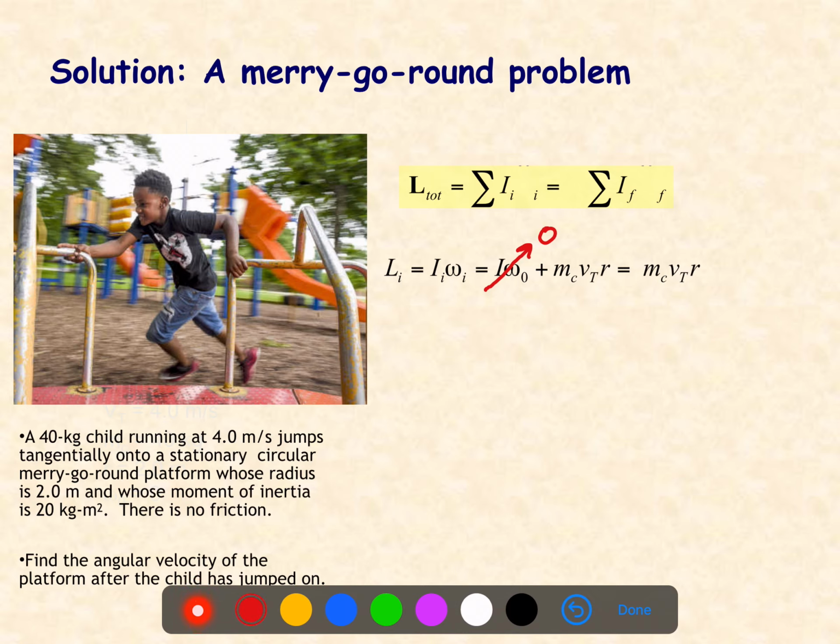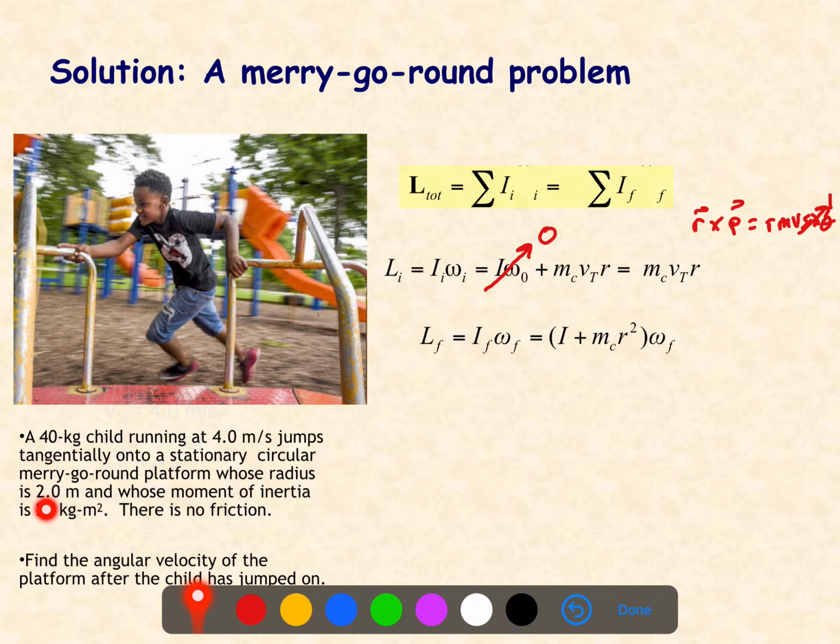Okay, and we said that because this is going to be r cross with p, this will equal r m v sine of theta, but theta we said was 90 degrees, so this is just 1, and so that's where we get this value right here. Okay, then the platform in the final state, we don't actually have to plug in some 1/2 m r squared or anything for the moment of inertia, because we are actually given a numerical value for this.